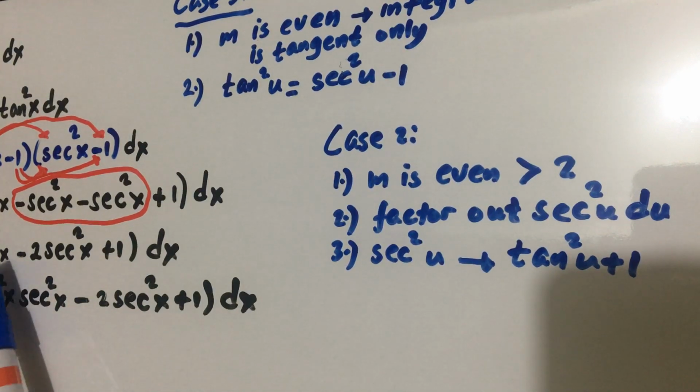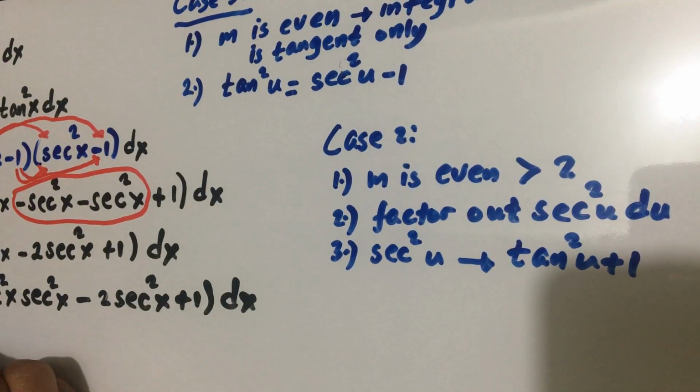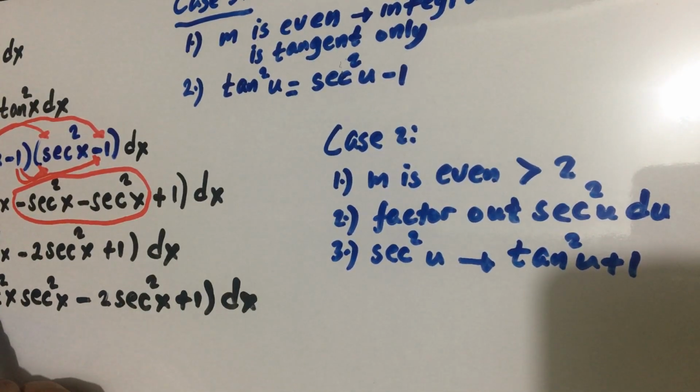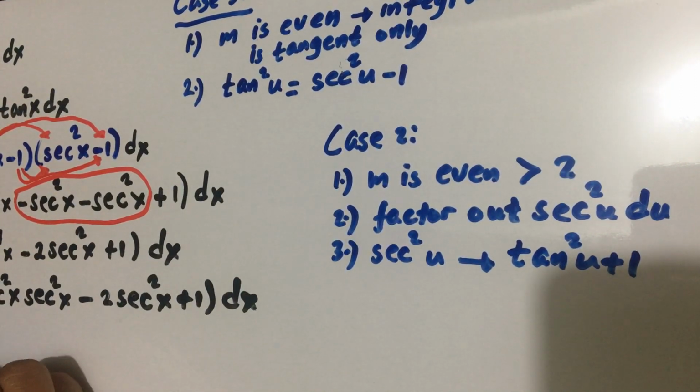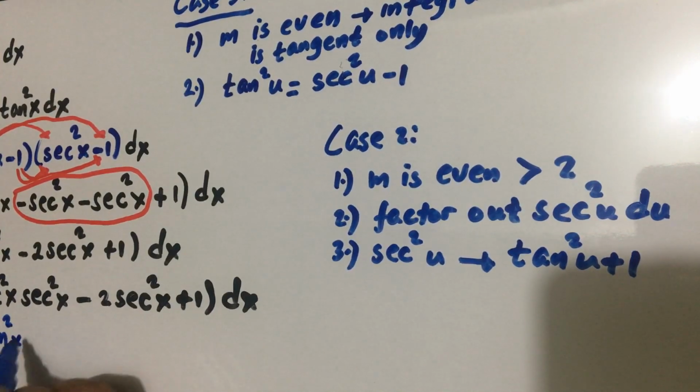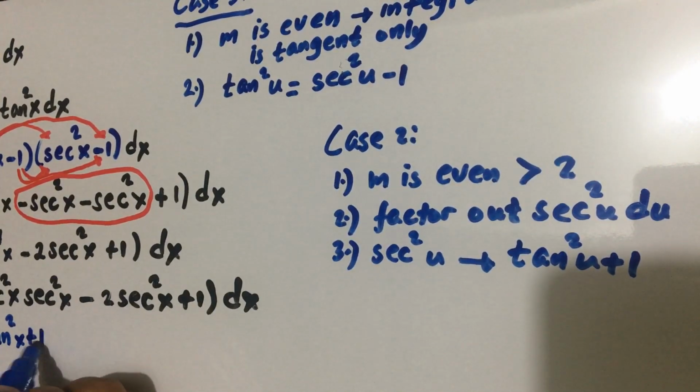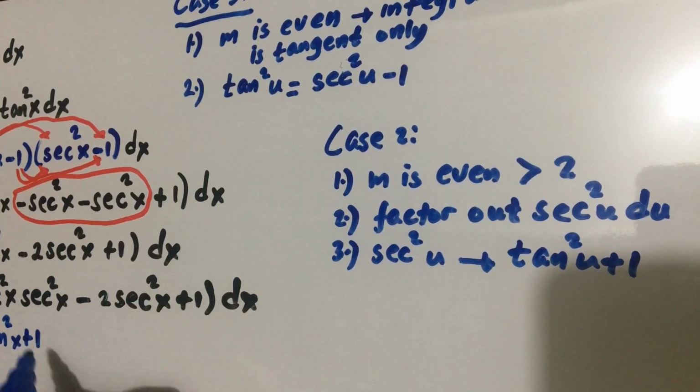Okay, so applying this case 2 for the first term, that's why we break the first term here, secant to the fourth x, into secant squared x times secant squared x. Okay, so rewriting this, express this in terms of tangent, so this can be written as tangent squared x plus 1. Okay, so this part is multiplied by this.